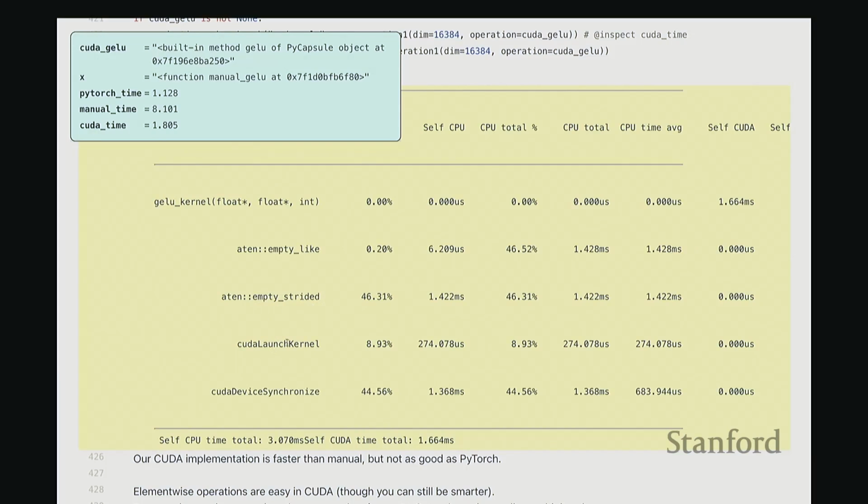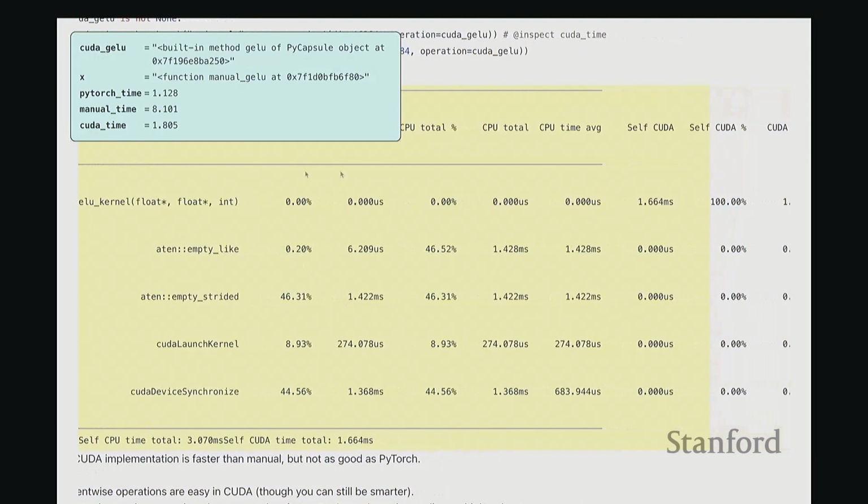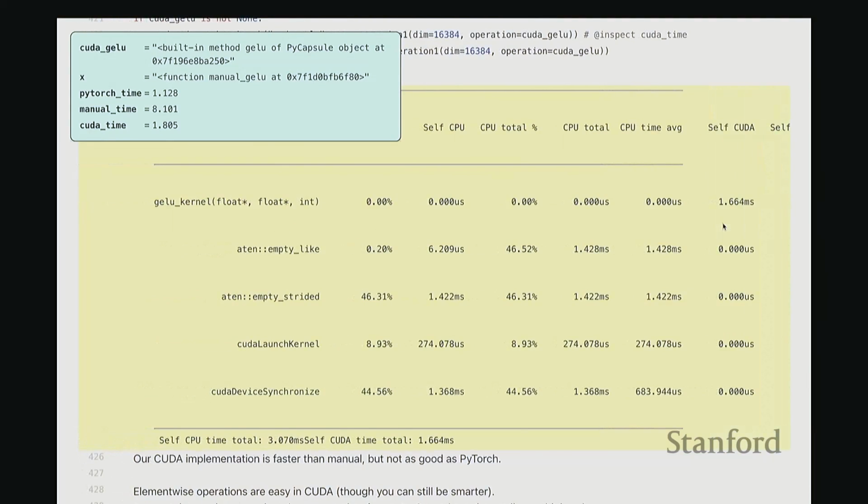And then CUDA launch kernel and CUDA device synchronize. And that's basically all that's happening. And notice how, once again, this is a single CUDA kernel that eats up 100% of the GPU time, kind of like what we wanted, right? So there's some further optimization we can do, but this has really already solved the problem of kernel fusion. We fused all the operators together.